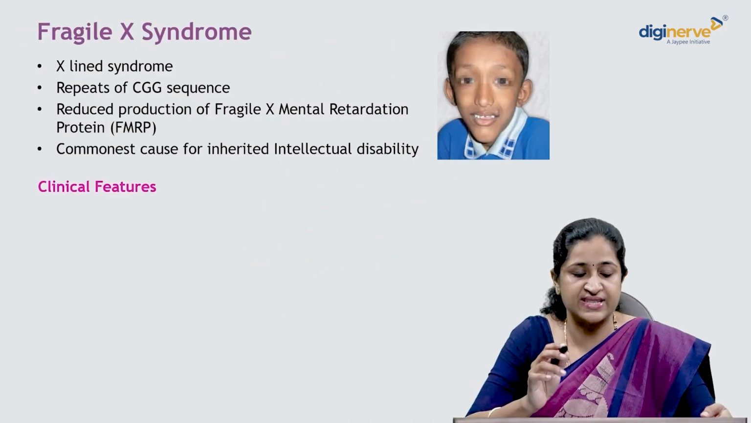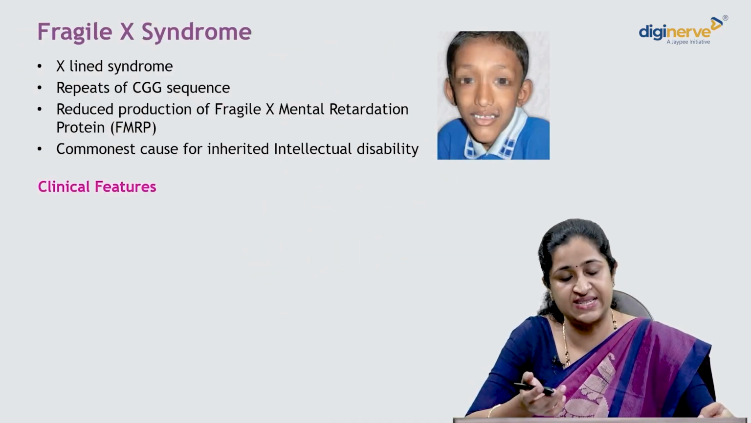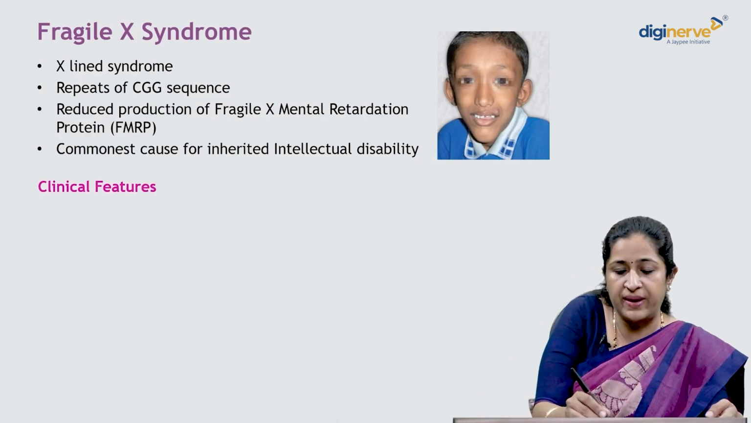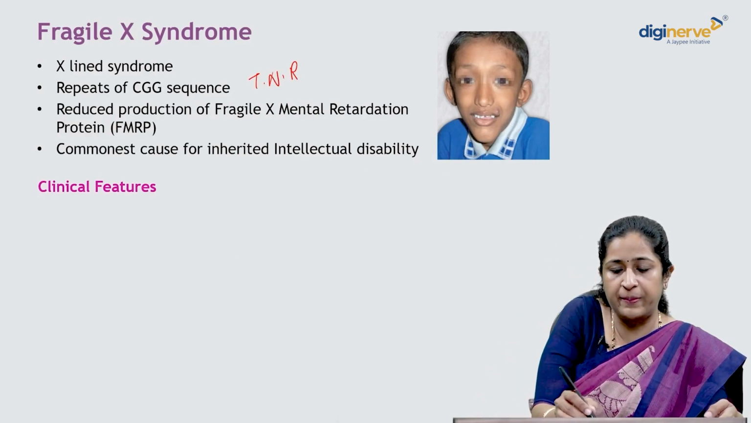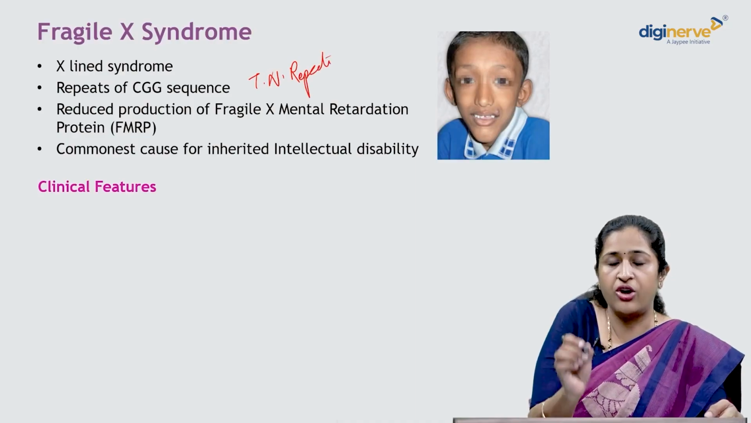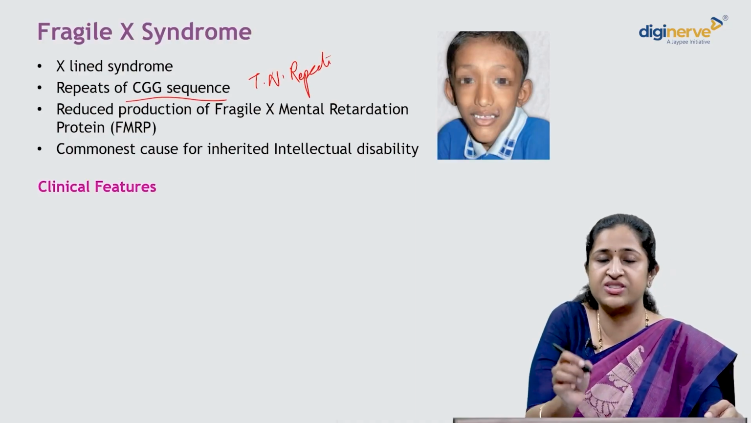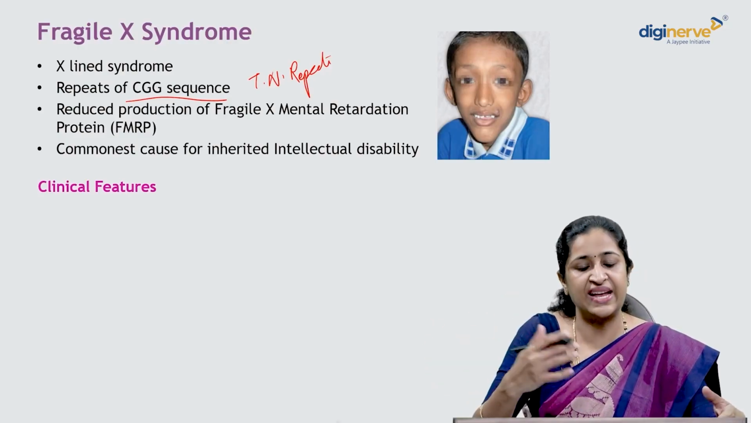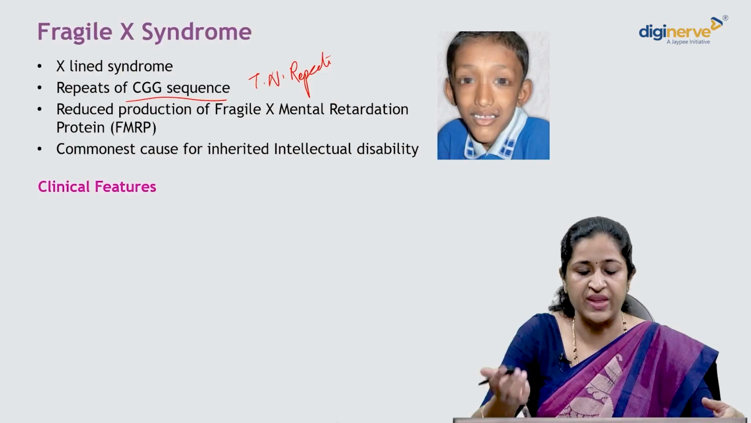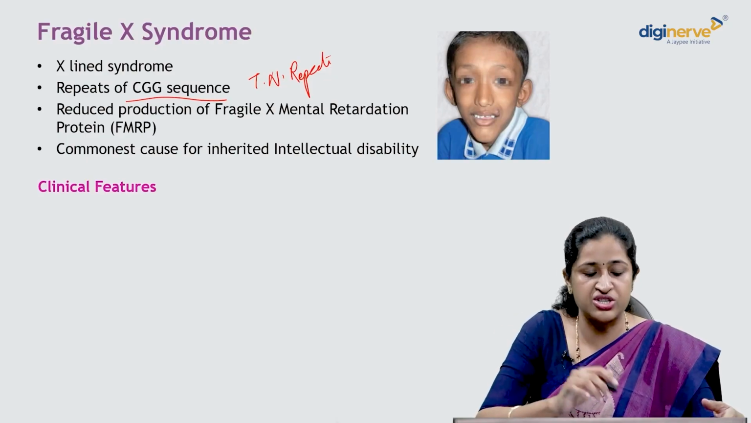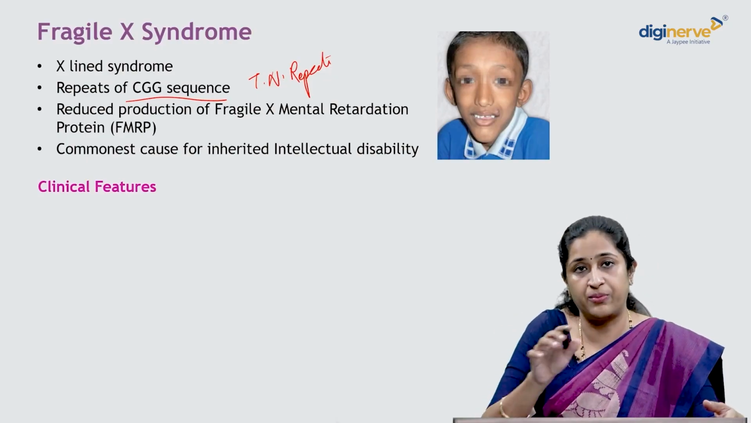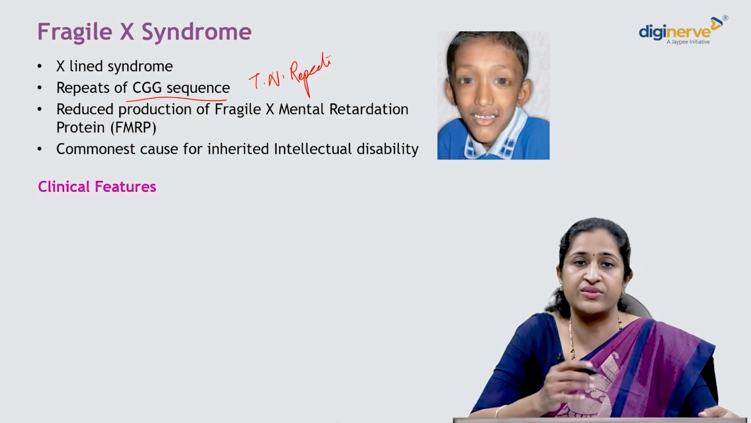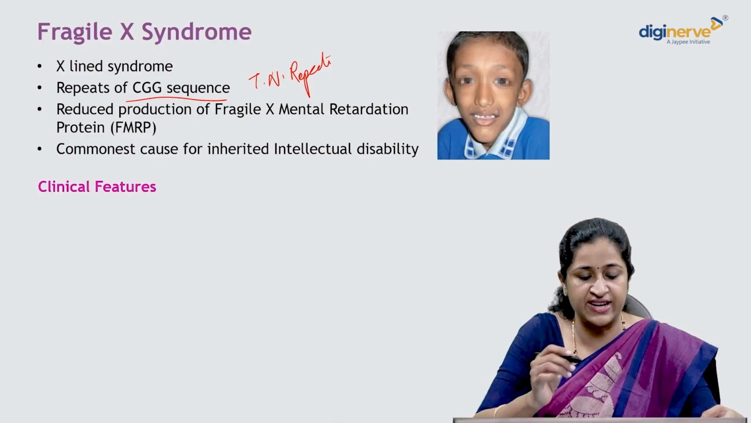Now coming to Fragile X syndrome. Fragile X syndrome is an X-linked syndrome. The cause of Fragile X syndrome is a triple nucleotide repeat of the CGG sequence. So these triple nucleotide repeats happen in the chromosomal sequence, and that's what produces Fragile X syndrome. There is reduced production of the FMRP protein, and this causes the features of Fragile X syndrome. This is one of the most common causes of inherited intellectual disability.